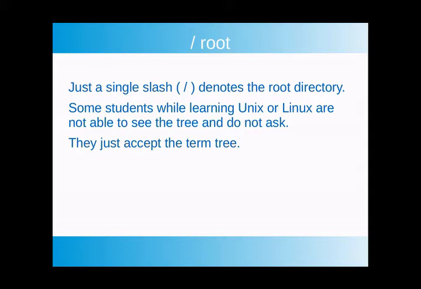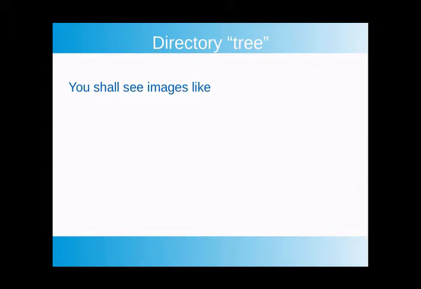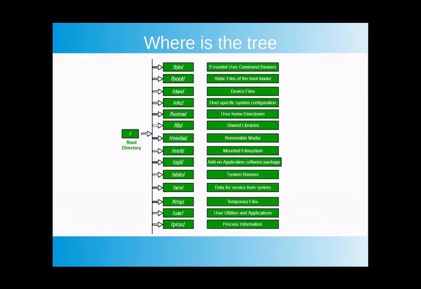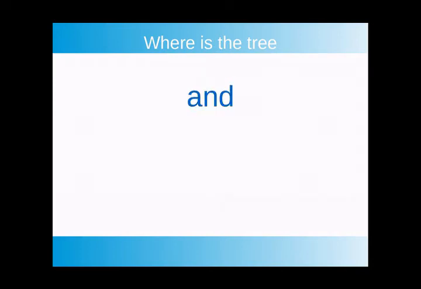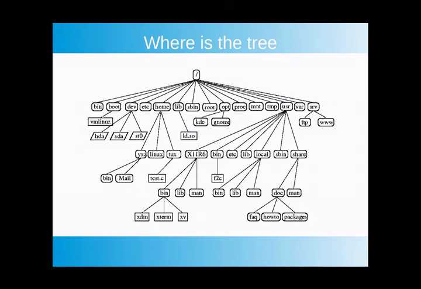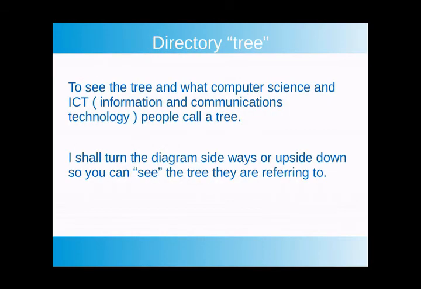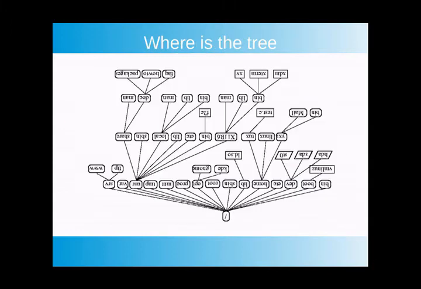Sometimes when people are learning Unix and Linux, they are not able to see the tree, and they just accept the word tree. So you will see images in courses like this one that I showed you before, and this one, and this one. Now if you can't see the tree, the ICT and computer science people call this a tree, so I'll turn the diagram upside down so it's easier to see what they mean. Now you can see that the root directory is below and the other subdirectories are above it.